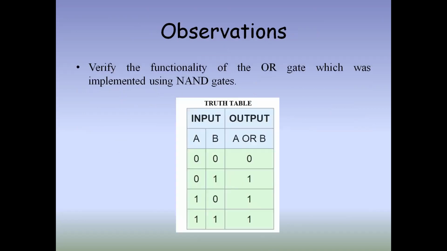Once you connect the circuit, what should you verify? You have to verify whether the circuit you have connected is performing as an OR gate or not. That means you need to verify the truth table of an OR gate.